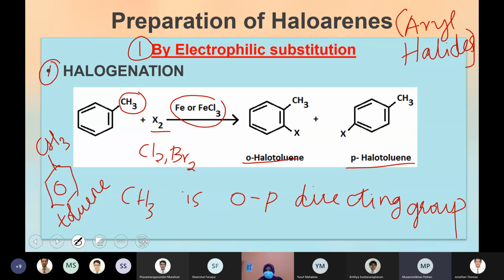Yes, CH3 is ortho para directing group. Which means if a CH3 group is present in a benzene ring, then the next group coming to the ring will either go to ortho position or at the para position. It cannot go to meta. So you will get a mix of product. You will get both the products.